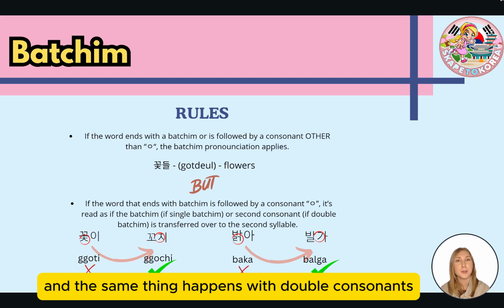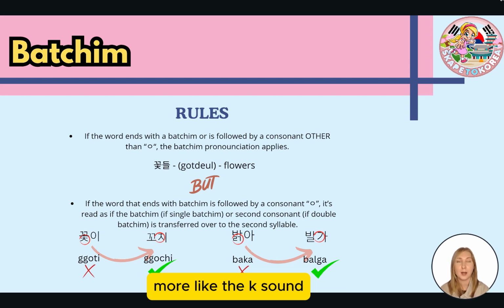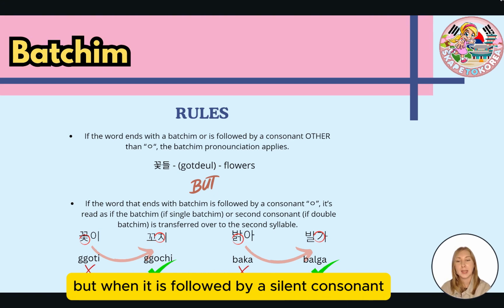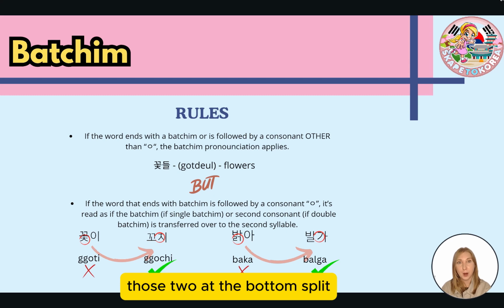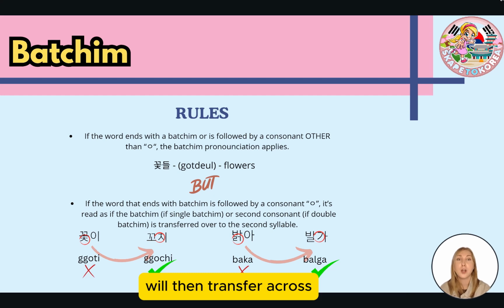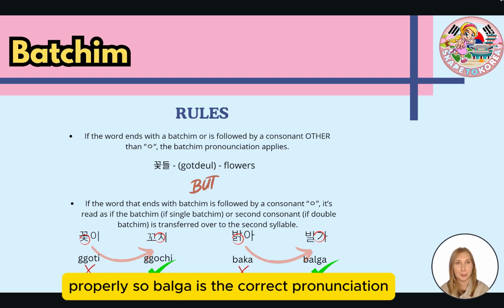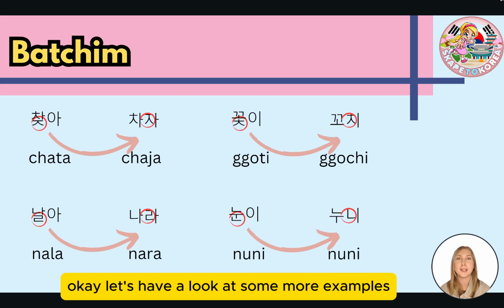And the same thing happens with double consonants. So pak would be just on its own, more like the k sound, but when it is followed by a silent consonant, those two at the bottom split, and the one that is closer to the silent consonant will then transfer across, and then now you can pronounce all the consonants properly. So 밝아, 밝아 is the correct pronunciation. Okay, let's have a look at some more examples.